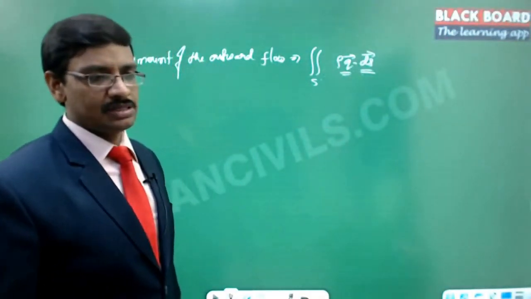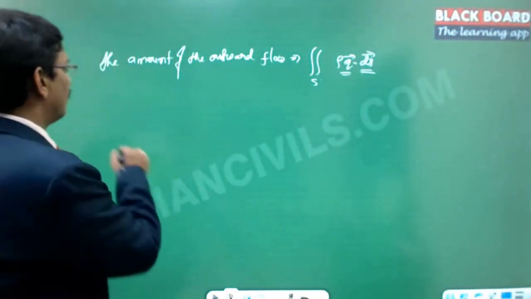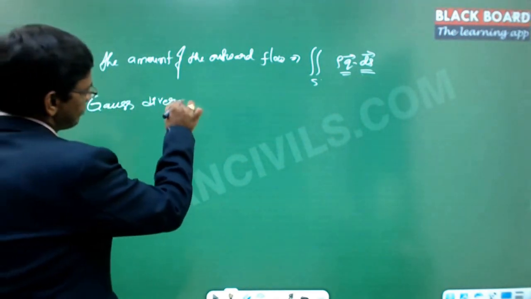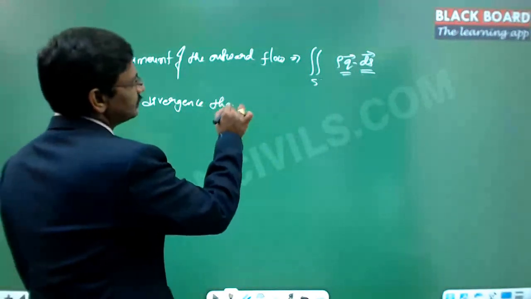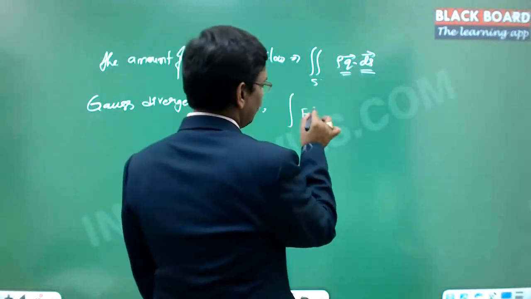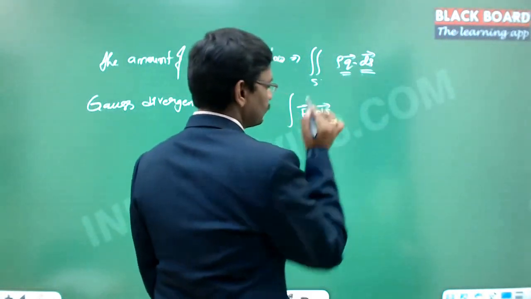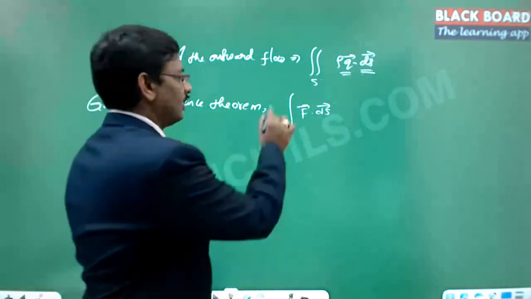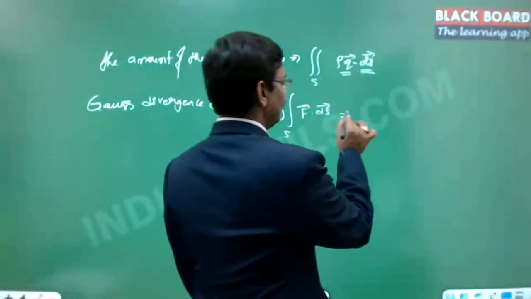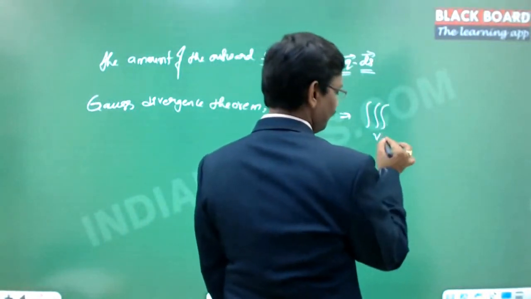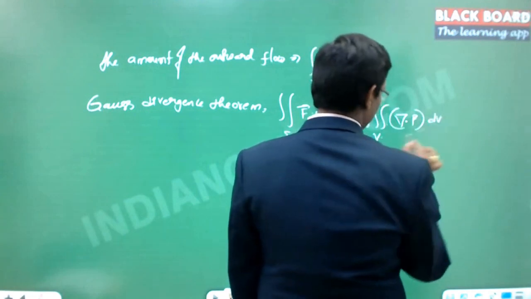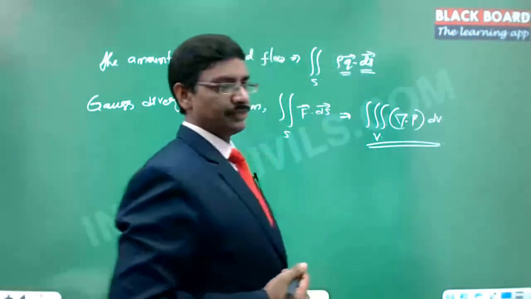Obviously you can express with the help of the Gauss divergence theorem. So Gauss divergence theorem, what it says is, so this is a vector identity. So what Gauss divergence theorem says is, integral f dot ds, where f is a vector and ds is a surface area vector. And then actually this value can even be expressed in a triple integral form, integral over v of del dot f dv. So this is as per the Gauss divergence theorem, right?